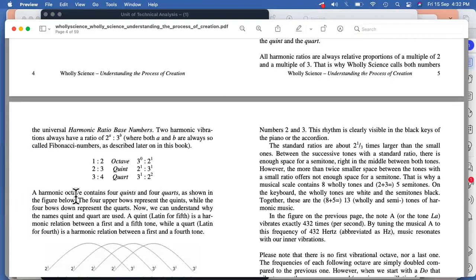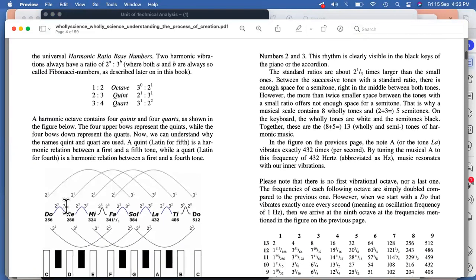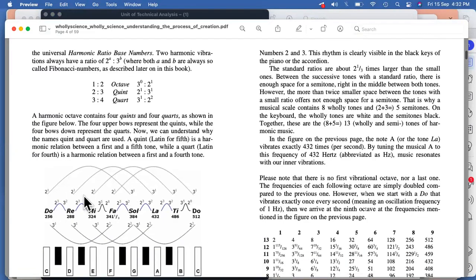A harmonic octave contains 4 quints and 4 quarts, as shown in the figure below. So this is the figure that we'll be able to see. So this is 1, 2, 3, and 4. That is, the 4 upper bows represent the quints. So these are quints 1, 2, 3, 4. While the 4 bows down represent the quarts. So this is the first one, the second one, the third one, the fourth one. Right. So these 4 bows represent the quarts.